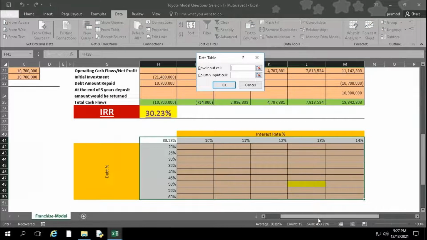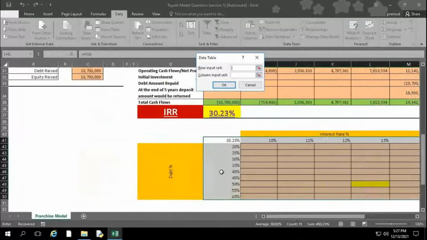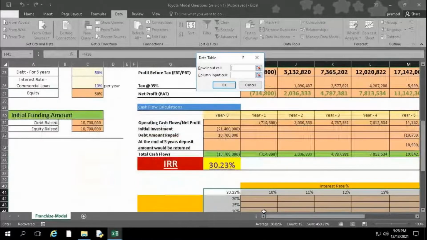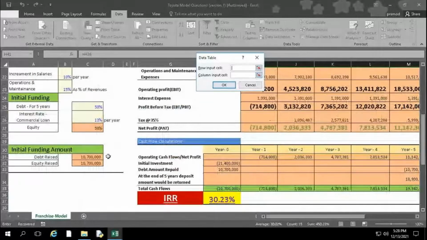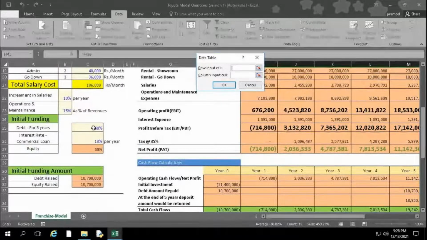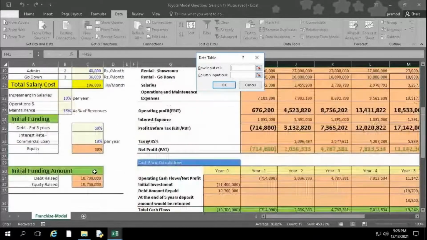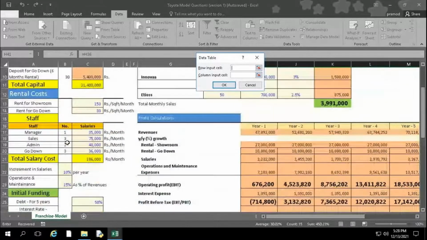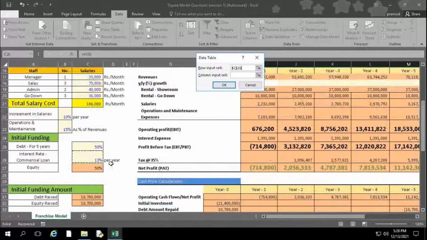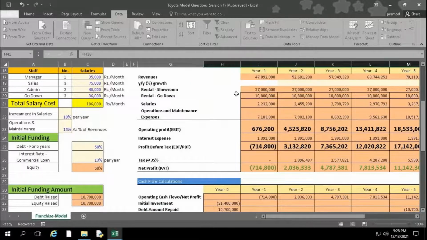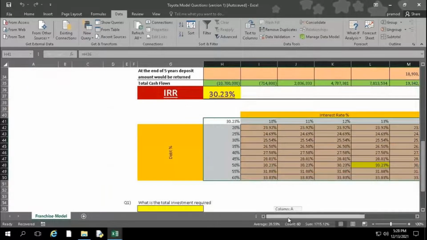Row input, in the sense, this is row and this is column. So interest rate and debt. For the row input and column input value, select this. So they are saying debt for column, row is for interest. So select the interest rate, that is 13%. Then for the input cell, you select the debt. Then click OK. See, you will get the particular table.